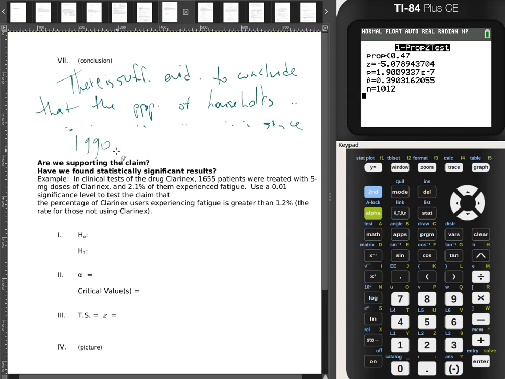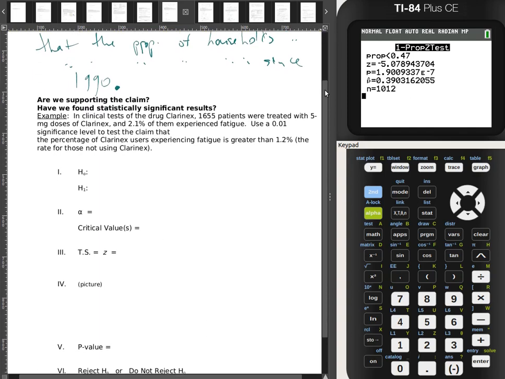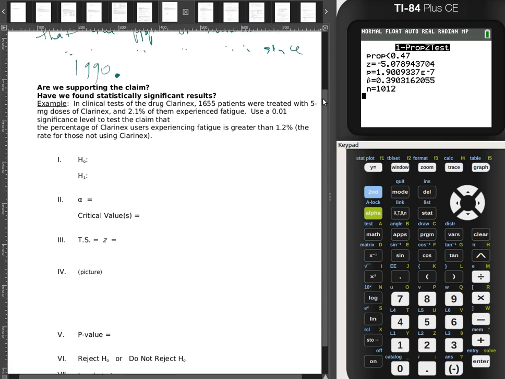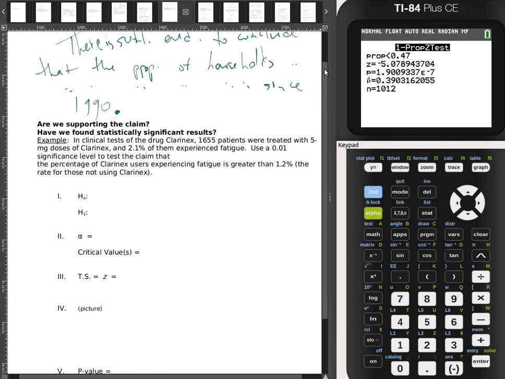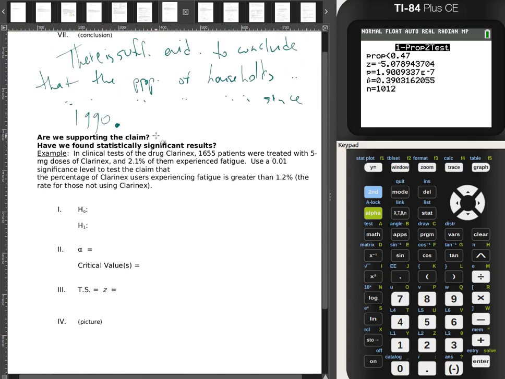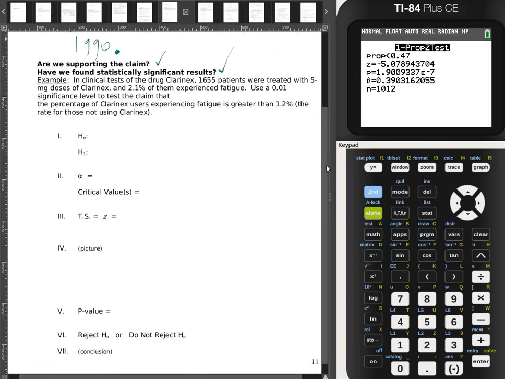And I hope it's clear what I mean by all these dashes. It's what I said for this sentence, and we can, of course, reconstruct that sentence using the template that we had from before. But anyways, we basically supported the claim. We found statistically significant results. There's no doubt about it. That survey was very significant.